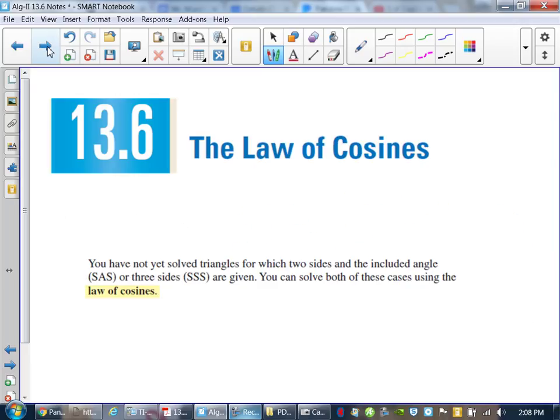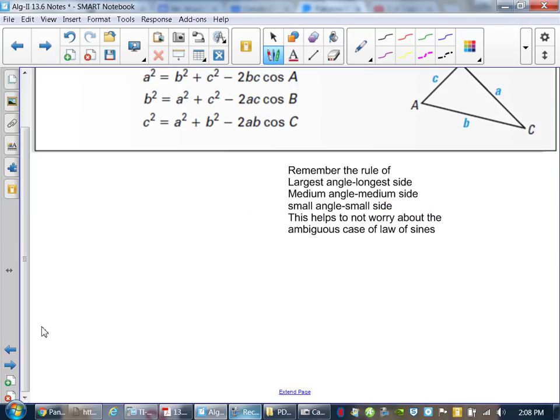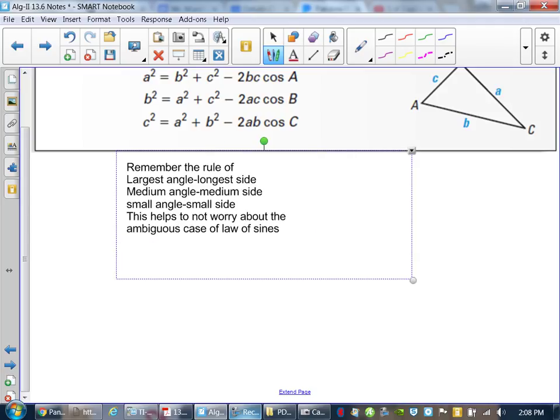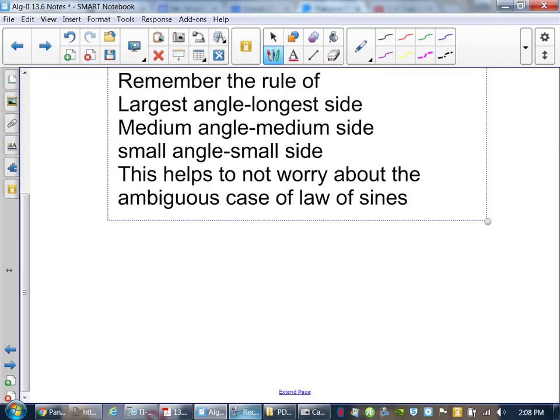All right. Really, the only rule that I want you guys to remember, and I know you guys do, is this: the largest angle is always across from the longest side length, and medium to medium, small to small, and so on from there.